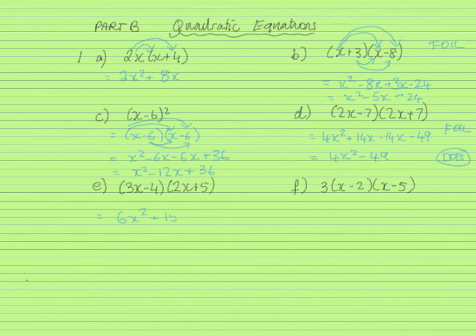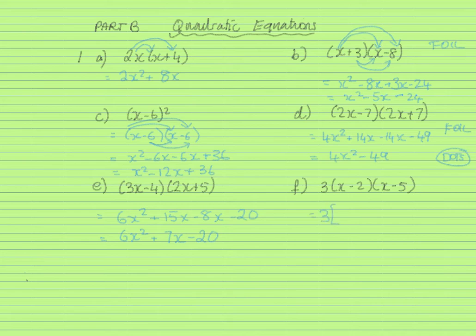Next one is just a basic expanding two brackets, so I'm multiplying 3x times 2x and getting 6x squared. Then I'll get 15x minus 8x minus 20. Add your like terms, so plus 7x minus 20. And then we're on to our next one.